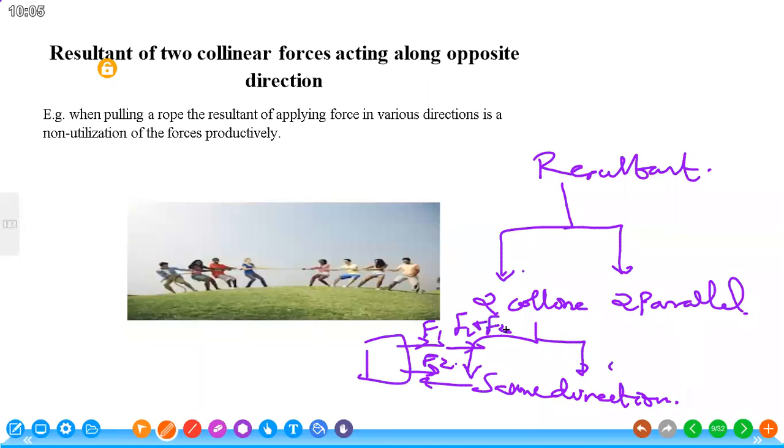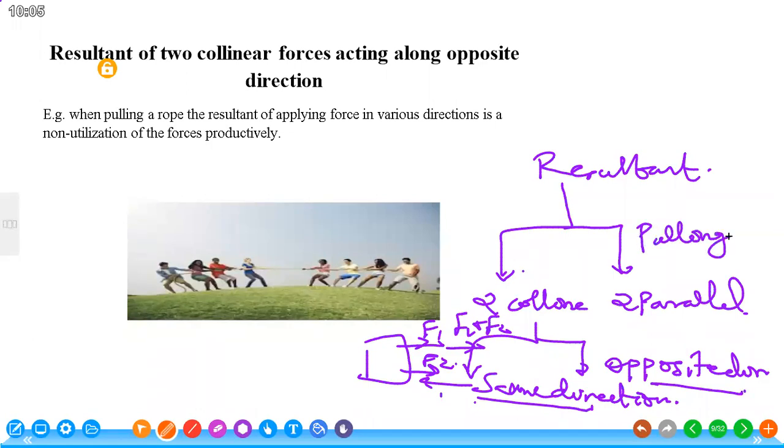And now we are going to the opposite directions. Examples of two collinear forces in the same direction: pulling a fishing net is an example of the same direction. An example of the opposite direction is pulling a rope. That is one example of the opposite direction, pulling a rope. It's also essential, students, that you know about the verification.